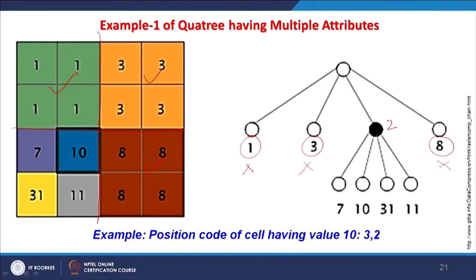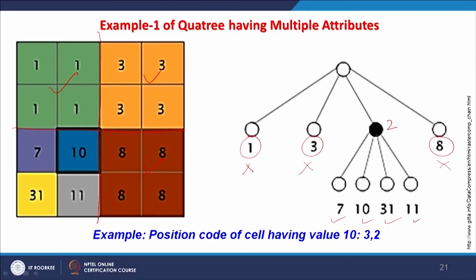Further divisions are required only in the case of quadrant 2, and quadrant 2 here is further divided into 4 quadrants, and each quadrant has a cell value which is given here. So likewise, instead of just a binary image, you can also do this on images which have various pixel values, not just 2 types, 0 or 1. So this way we can compress very significantly.